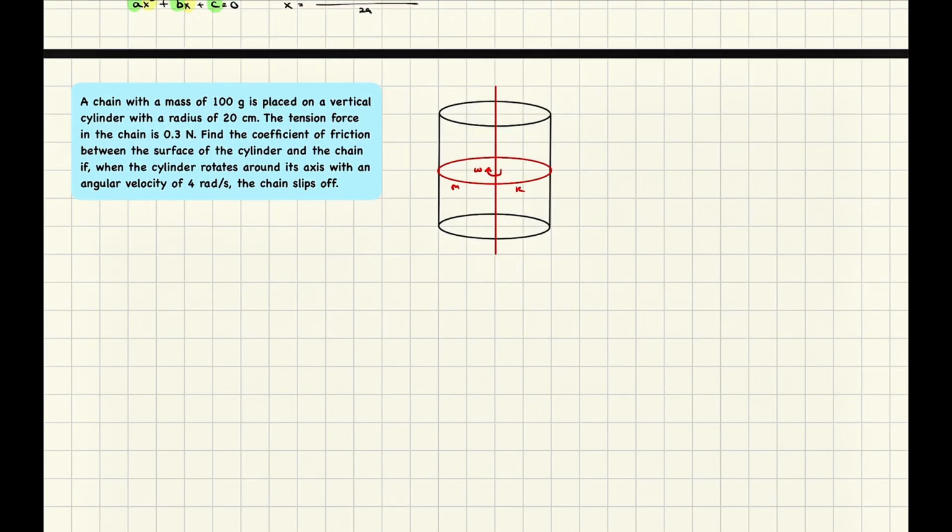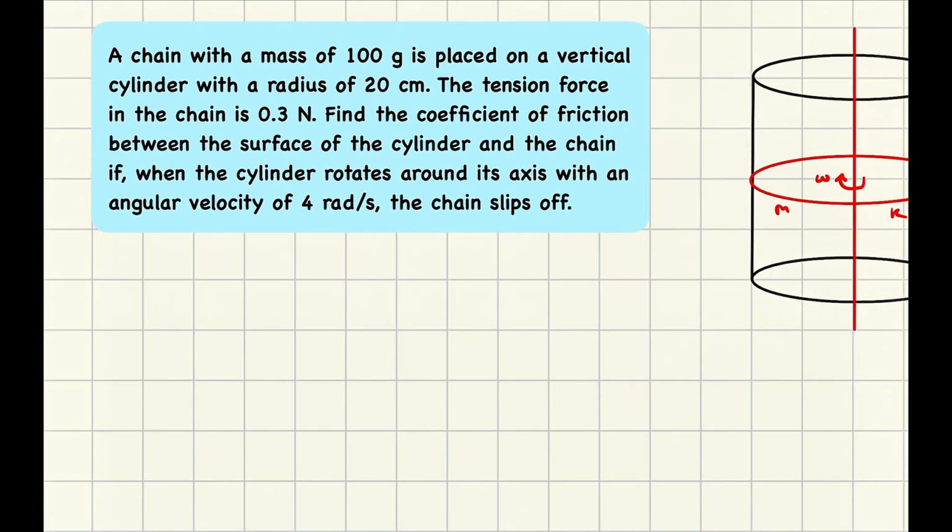Good day, friends. Right now, let's try to solve this problem: a chain with a mass of 100 grams is placed on a vertical cylinder with a radius of 20 centimeters. The tension force in the chain is 0.3 newtons. Find the coefficient of friction between the surface of the cylinder and the chain, when the cylinder rotates around its axis with an angular velocity of 4 radians per second and the chain slips off.